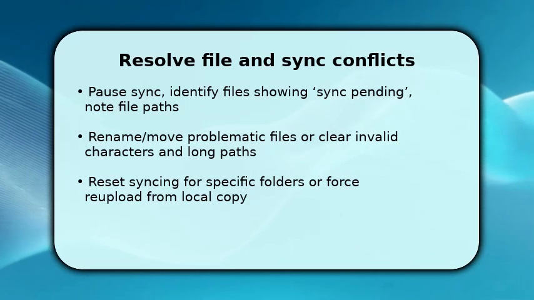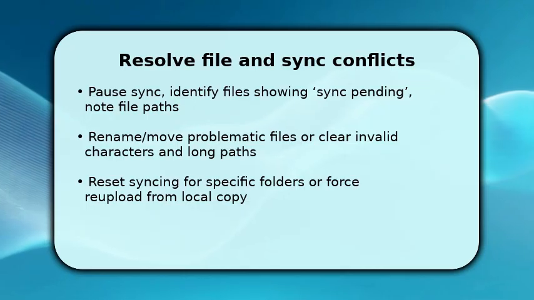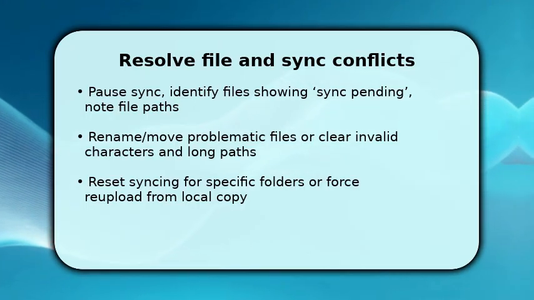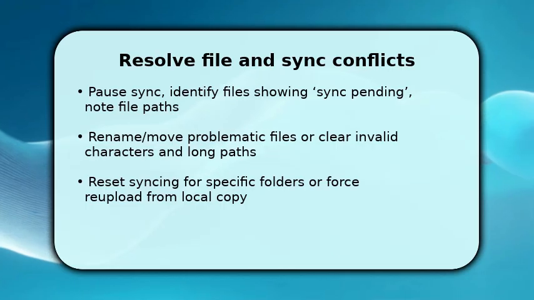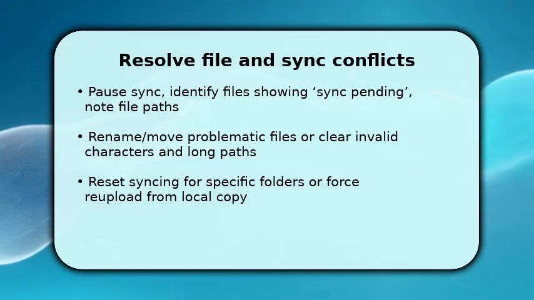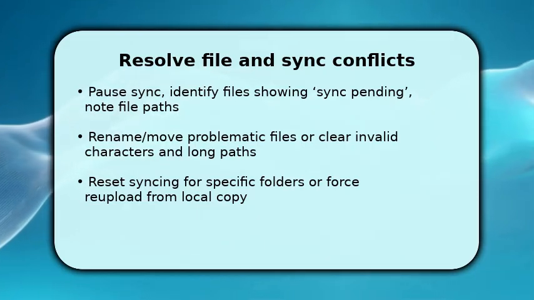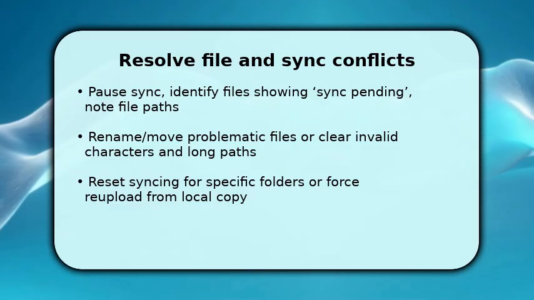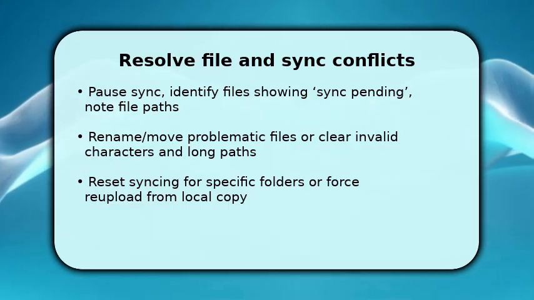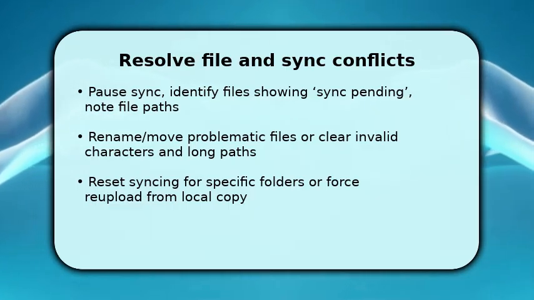Next, pause OneDrive syncing and inspect the pending files. You want the exact file names and locations. You'll often find invalid characters, excessively long paths, or duplicate conflict copies. Resolve by renaming, shortening folder structures, or moving files out of the sync folder, then resume. If a particular folder stalls, unlink only that folder and set it to resync, or temporarily move the local copy out and reintroduce it. These targeted fixes clear the common middle stage blockers.